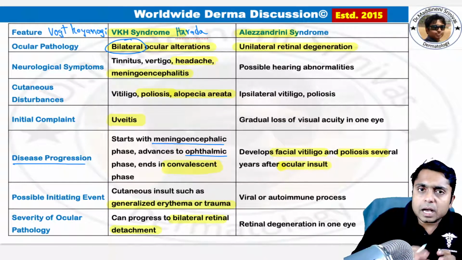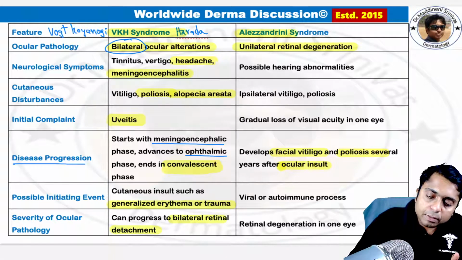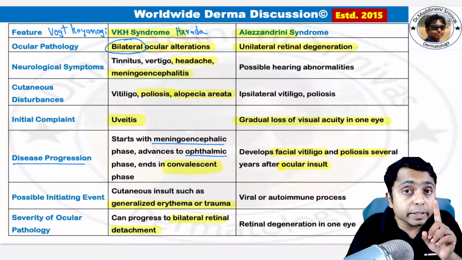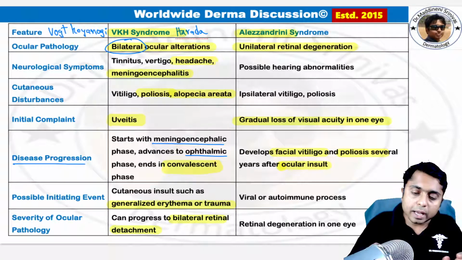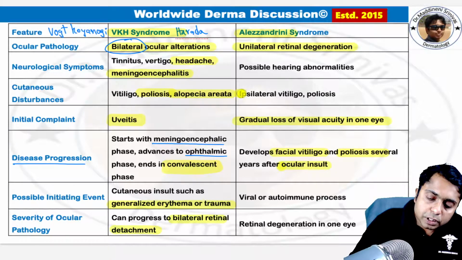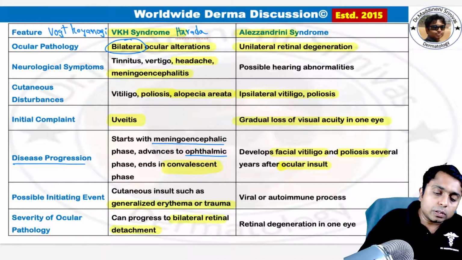So what will be the eye manifestations? There will be unilateral retinal degeneration, and the patients also can have gradual loss of visual acuity in one eye. This ipsilateral thing is very important in Alezzandrini syndrome. And of course there can be ipsilateral vitiligo and poliosis.